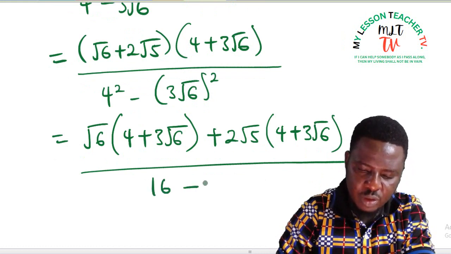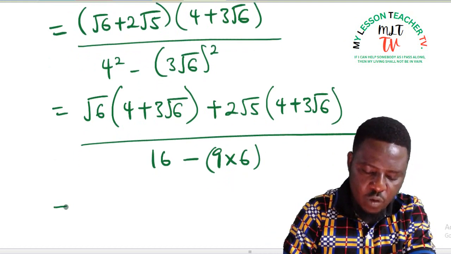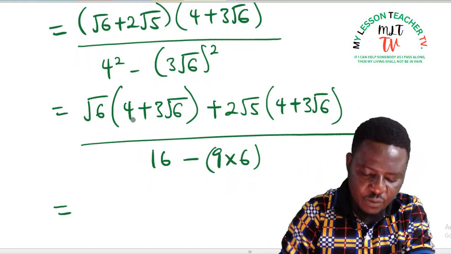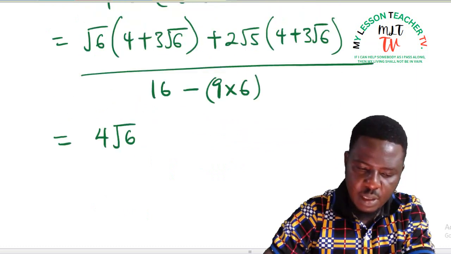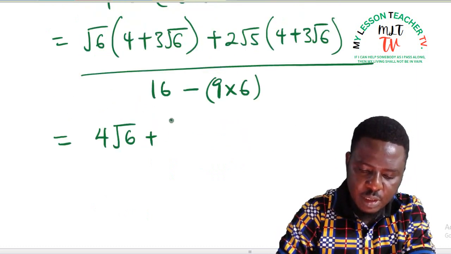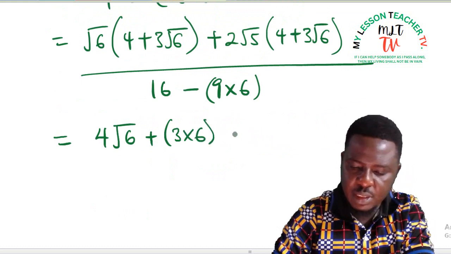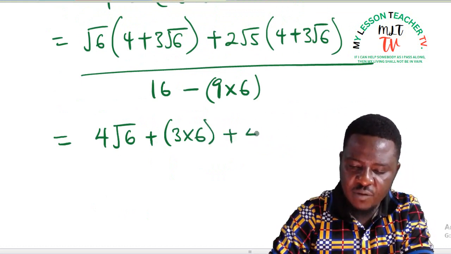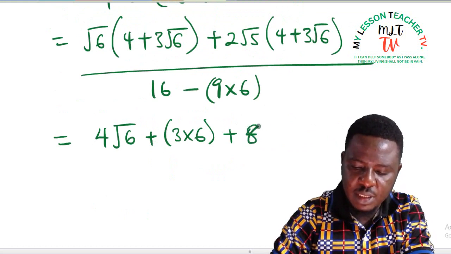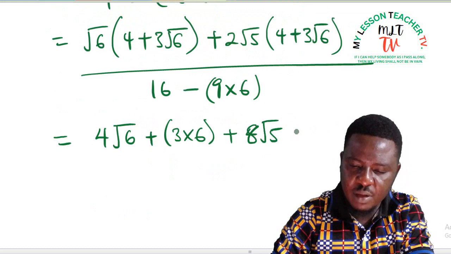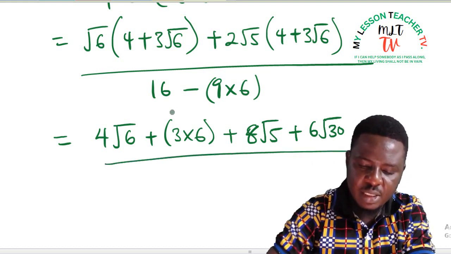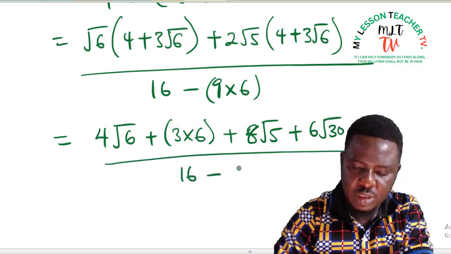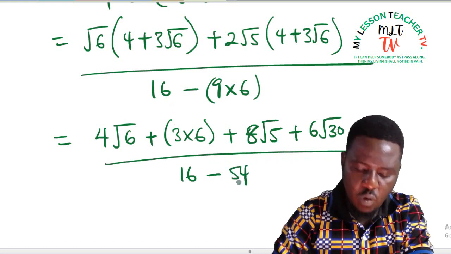This becomes 16 minus 9 times 6. And when you simplify further, this becomes root 6 times 4 gives us 4 root 6 plus 3 times 6, plus, do the same to the second bracket, you have 8 root 5 plus 6 root 30, all divided by 16 minus 9 times 6 is 54.